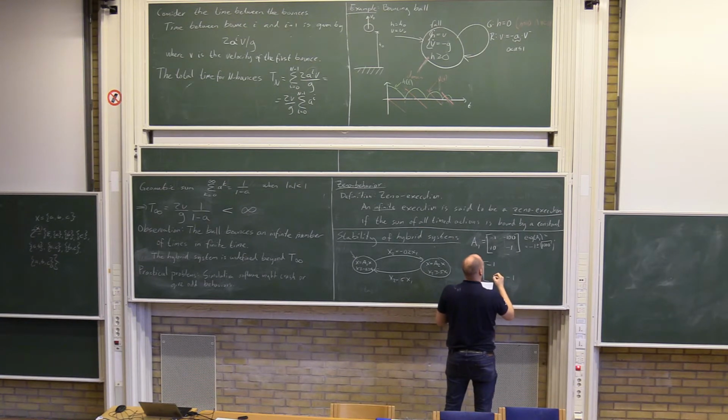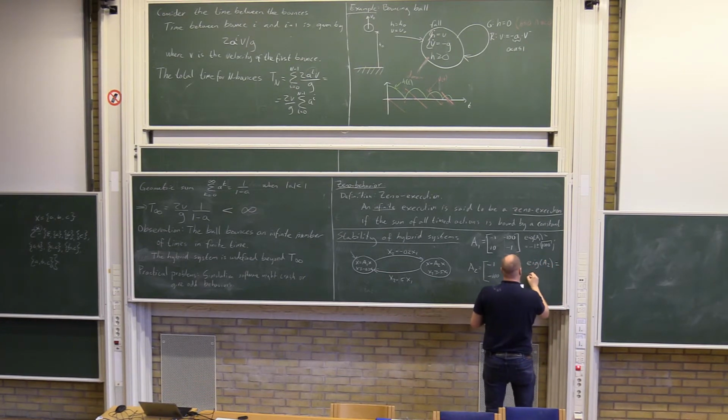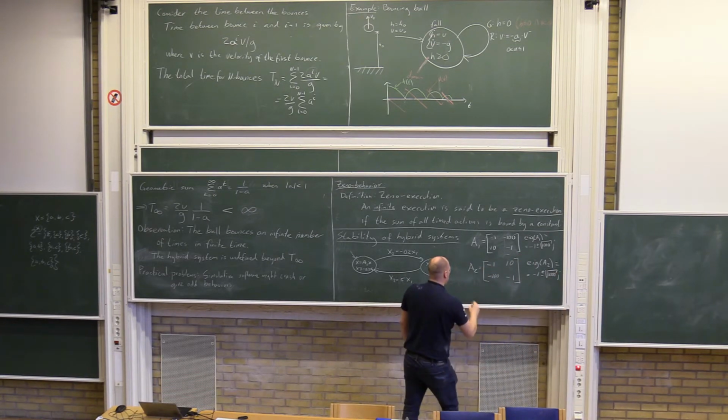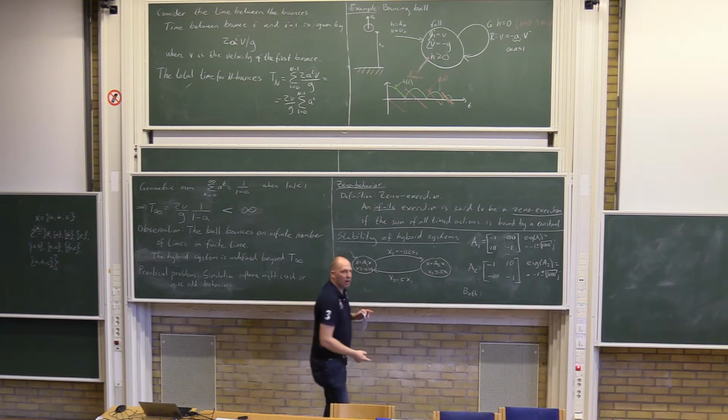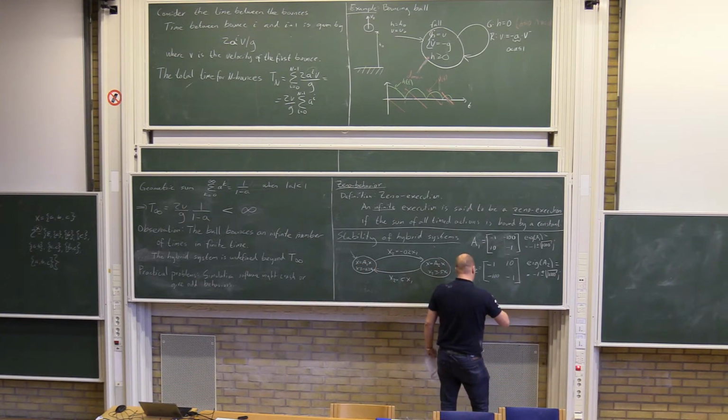Okay, so now if we look at A2, we change it a bit. Minus 1, minus 1. And then we switch, so we'll have 10 here and minus 100 here. So we see then the eigenvalues here will be the same. Okay, so we can immediately conclude then that both modes are asymptotically stable.